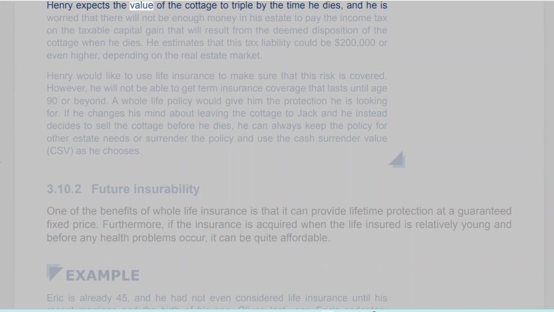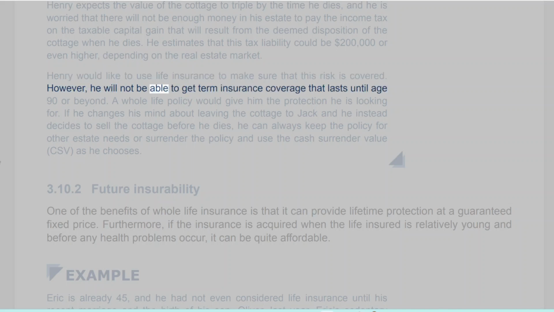Henry expects the value of the cottage to triple by the time he dies, and he is worried that there will not be enough money in his estate to pay the income tax on the taxable capital gain that will result from the deemed disposition of the cottage when he dies. He estimates that this tax liability could be $200,000 or even higher, depending on the real estate market. Henry would like to use life insurance to make sure that this risk is covered.